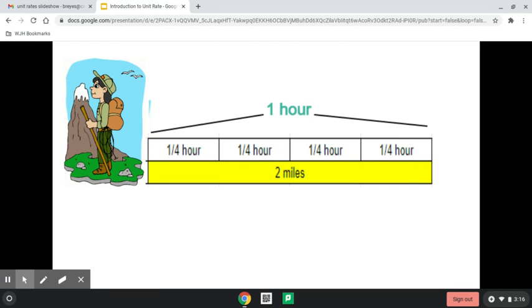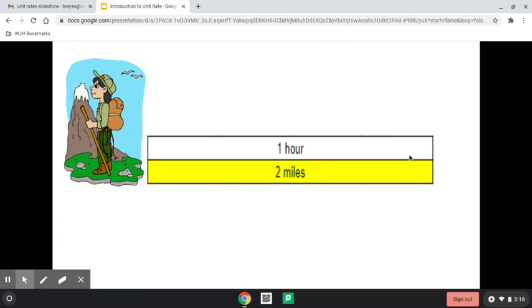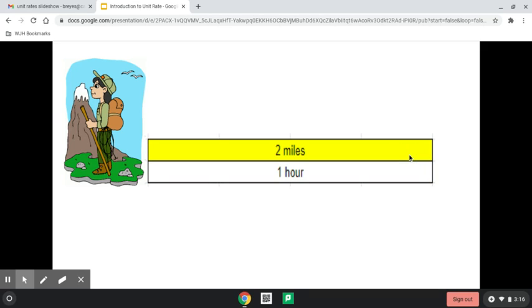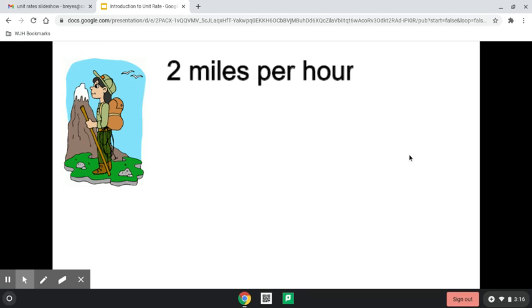Now we change the fourths into a whole hour, and we have a simple 2 miles for every 1 hour. Now this table is a little upside down because you'll usually see the 1 on the bottom. That way we can say 2 miles per hour.